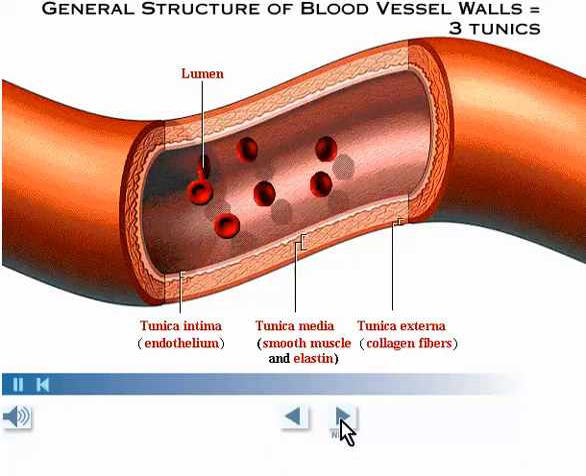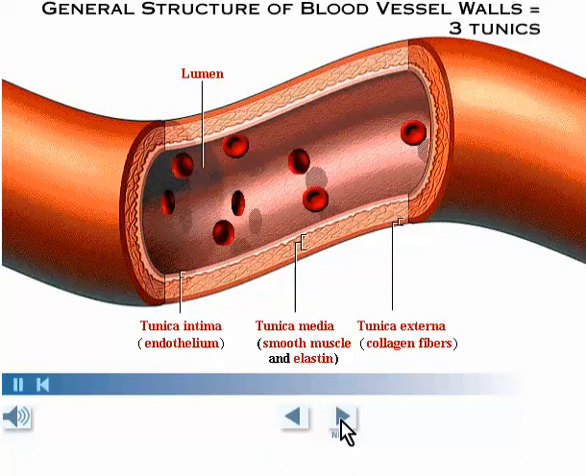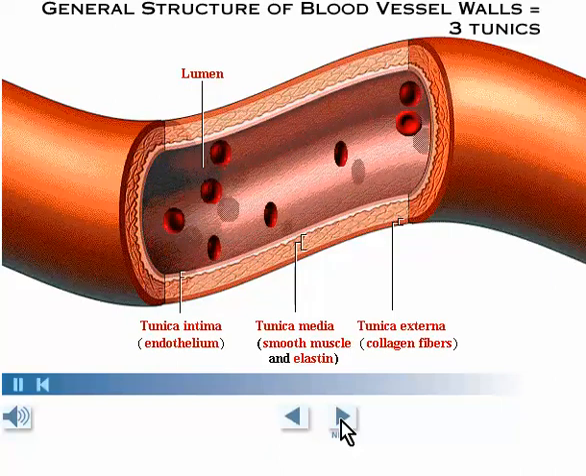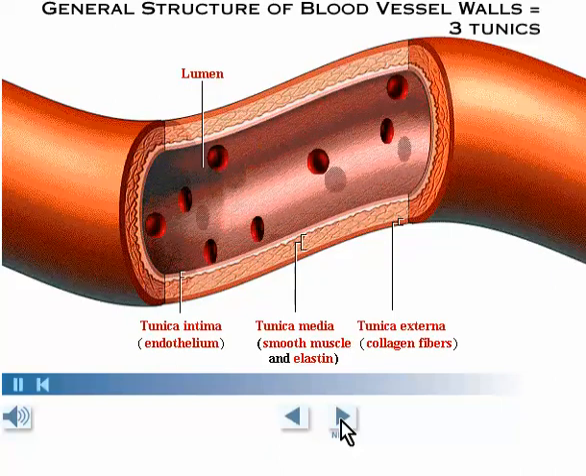The tunica externa is the outermost layer of the blood vessel wall. It is composed of loosely woven collagen fibers that protect the blood vessel and anchor it to surrounding structures.